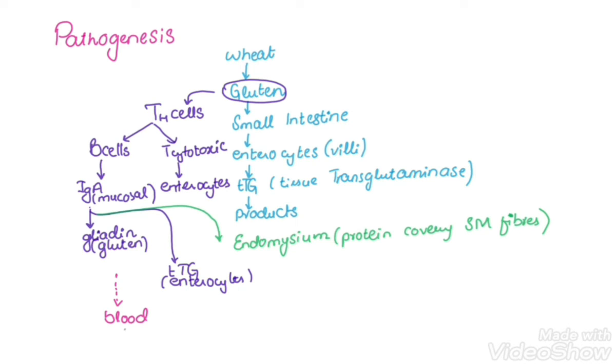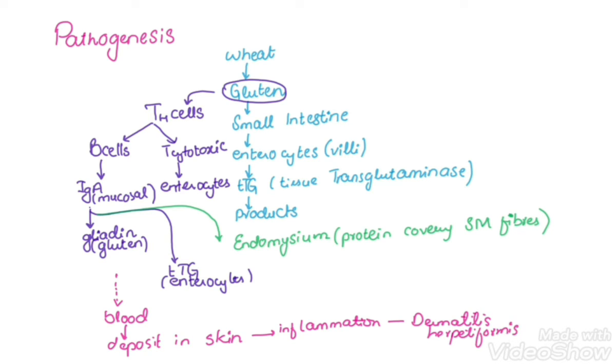Not only this, but these IgA are dispersed through blood and deposit in the skin. In the skin, they cause inflammation and lead to dermatitis herpetiformis.